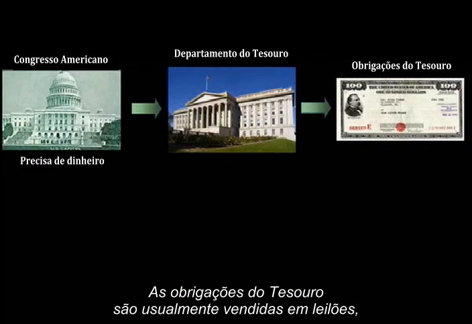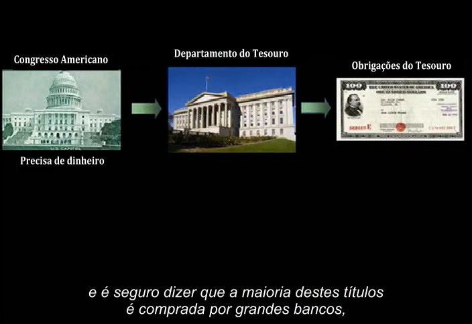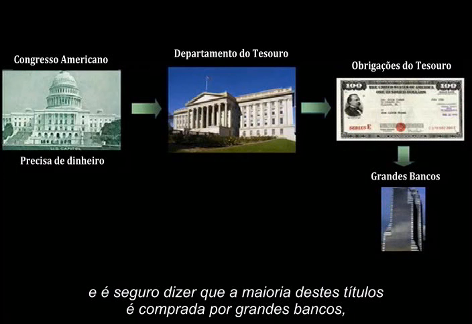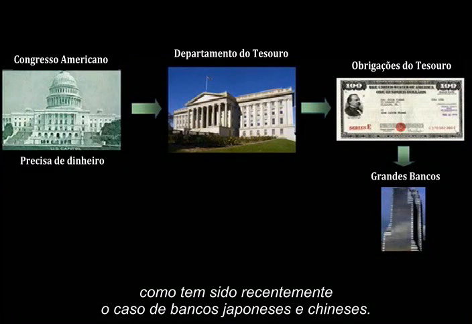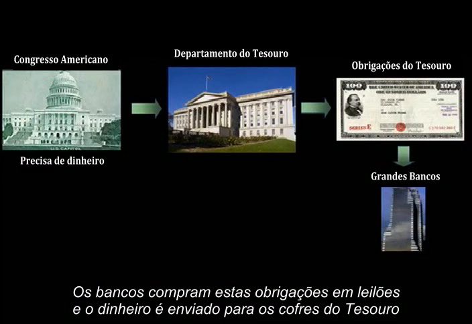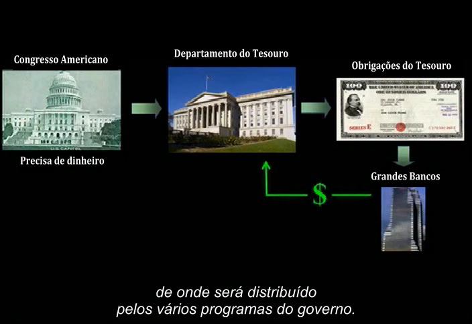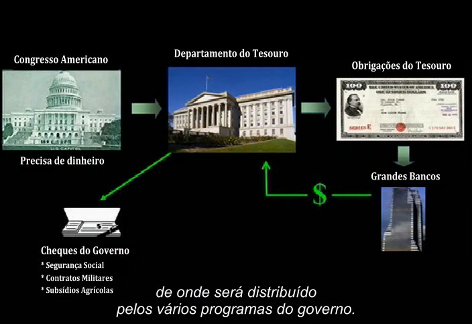Treasury bonds are sold regularly in auctions, and it's safe to say that the majority of these bonds are bought by big banks, such as those of China and Japan recently. At auction, the banks purchase these bonds, and then money gets sent into the Treasury coffers, where it can be dispersed for the usual array of government programs.